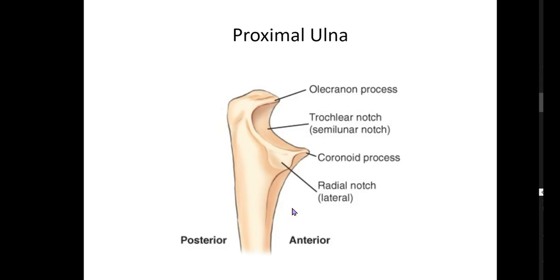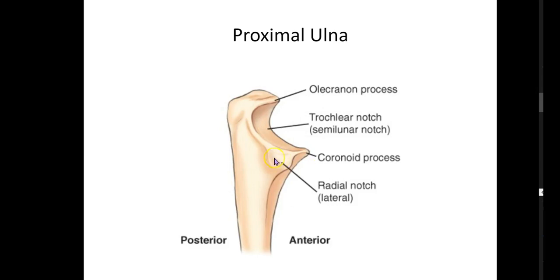Again, it's this articulation along with the distal radio-ulnar joint that allows for the rotation of the forearm when we pronate our hand. Again, during the act of pronation, the radius crosses over the ulna near the upper third of the forearm.